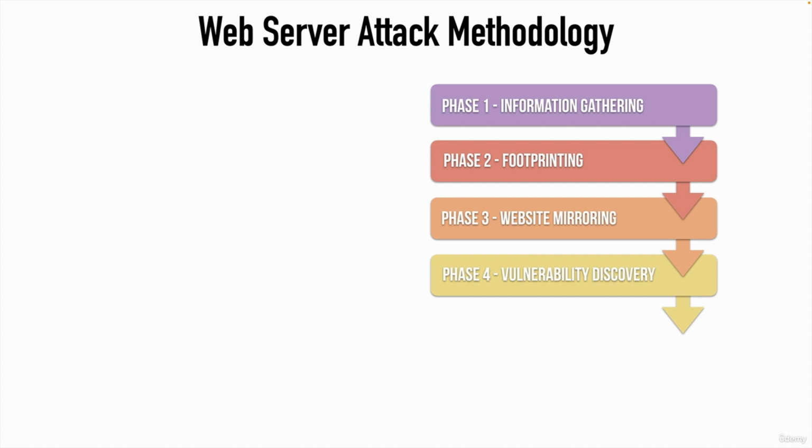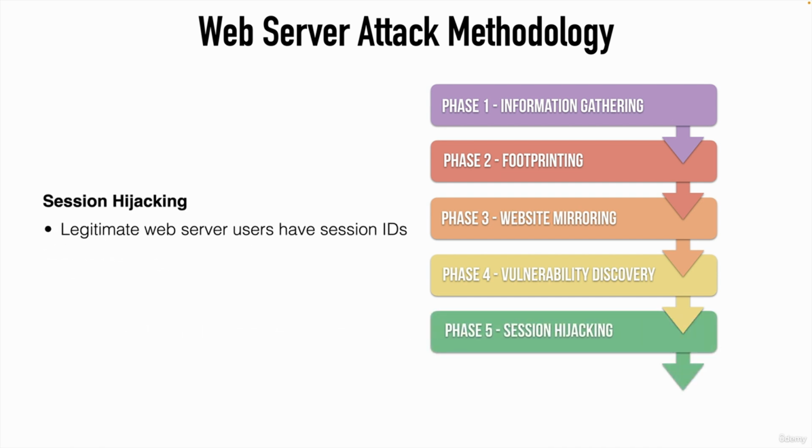Phase 5 is session hijacking. We may go right to this step if our vulnerability scanning and information gathering doesn't reveal any potential vulnerabilities that we can leverage for access. We may also just determine that we want to use session hijacking as a method. When legitimate users connect to a web server, each of those users have a session ID. With session hijacking, we are sniffing or capturing web traffic in some way in hopes that we can see a valid session ID's traffic.